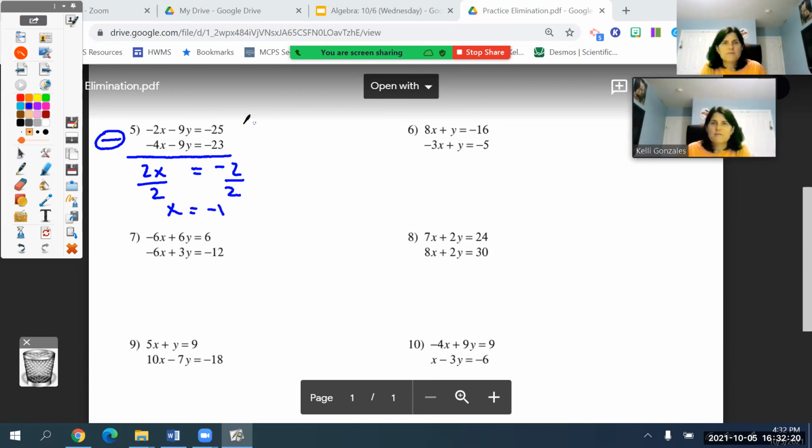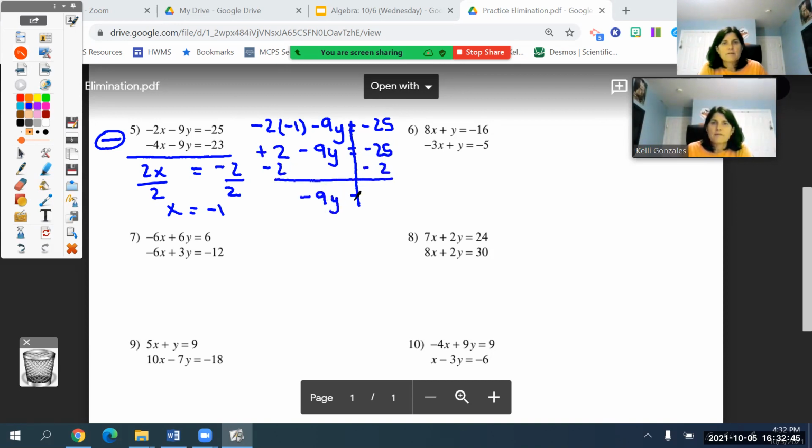I can pick either one to substitute it into. So I'm going to pick the top one. Negative 2 times negative 1 minus 9y equals negative 25. With all these negatives, you just need to be really mindful. Use your calculator. Take your time. Negative times negative is positive. Then I have this 2 I need to subtract. And then we're going to divide by negative 9. And so y equals 3. So the ordered pair that is the solution to this system of equations is negative 1, 3.